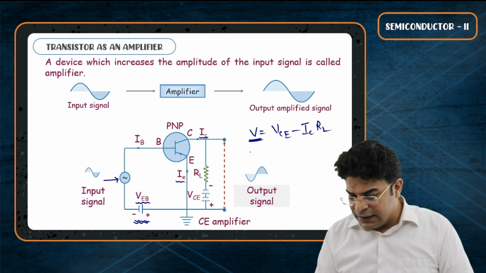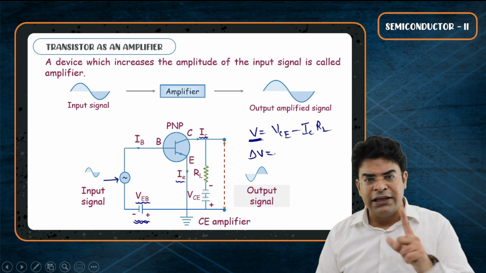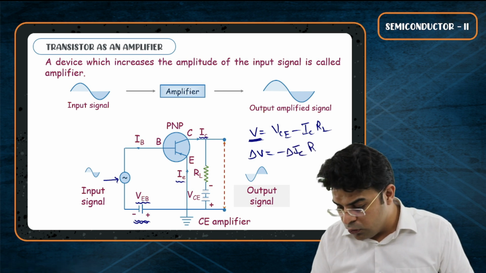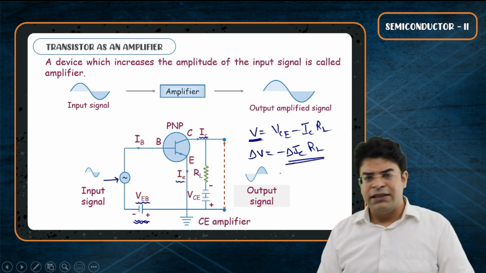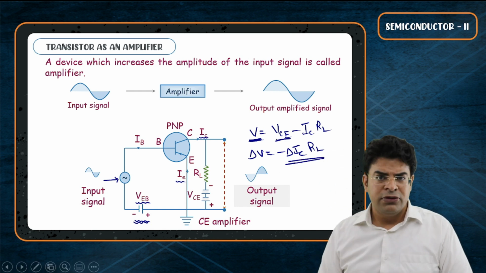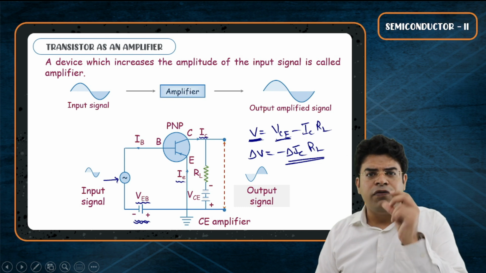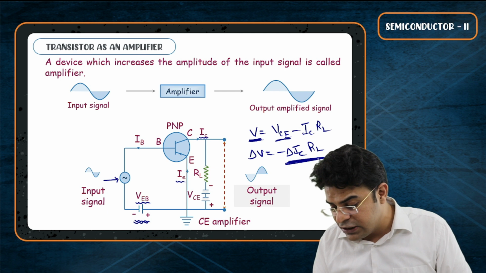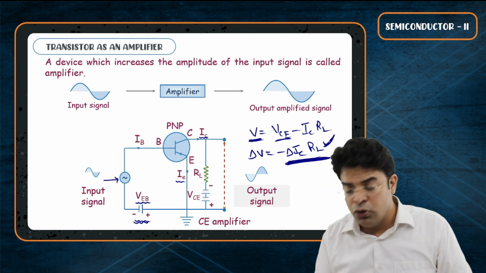We can say that the change in potential is nothing but minus times the change in output current into the load resistance. Because understand that VCE won't change. So if for two different values of IC, you look at the change in the output potential, it is nothing but the change in output current multiplied by the load resistance.